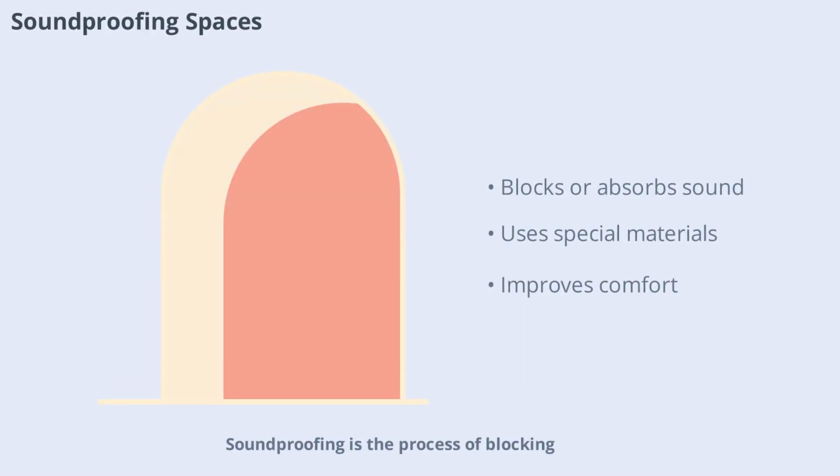Soundproofing is the process of blocking or absorbing sound to make spaces quieter. This is done using materials that absorb or reflect sound waves like foam panels, carpets, or heavy curtains. Soundproofing is important in recording studios, offices, and homes to reduce noise and improve comfort.